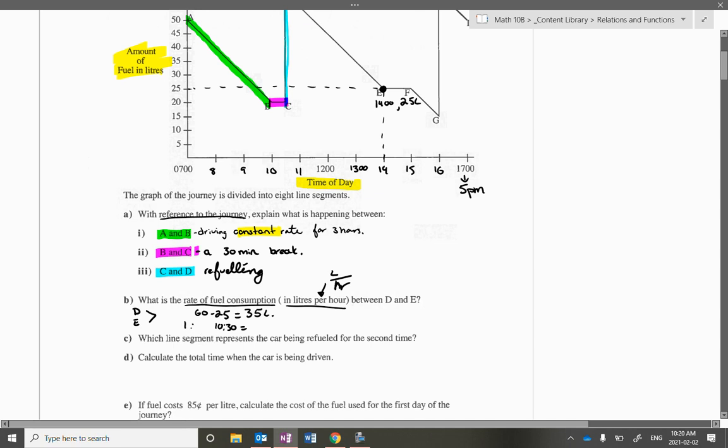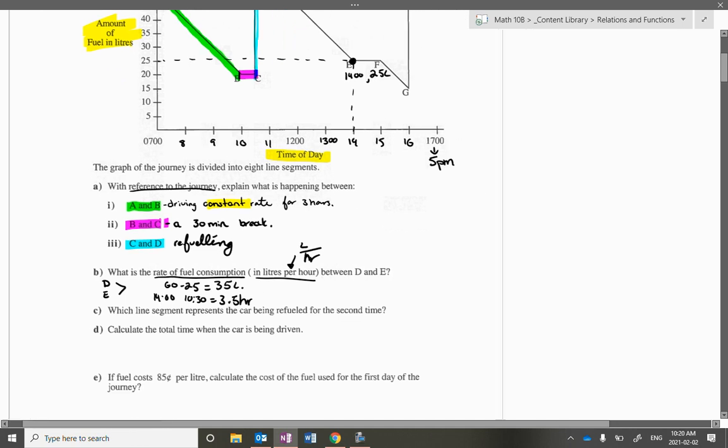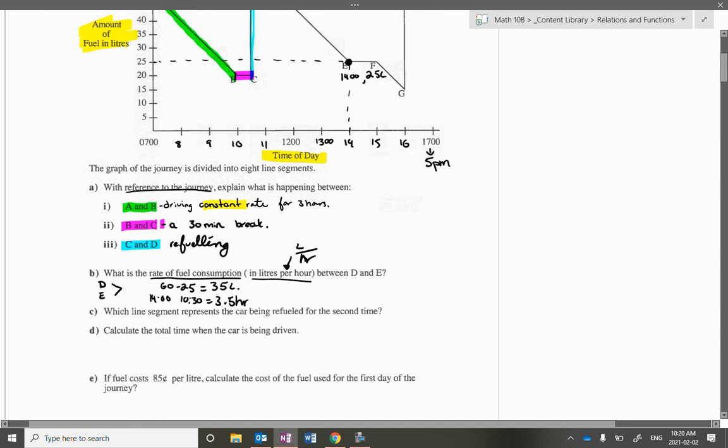So 3.5 hours has passed. I will give you a more precise graph so you guys can see grid lines, just so there's not more wavering. So then we're going to do our 35 liters divided by our 3.5 hours, which gives us 10 liters per hour.